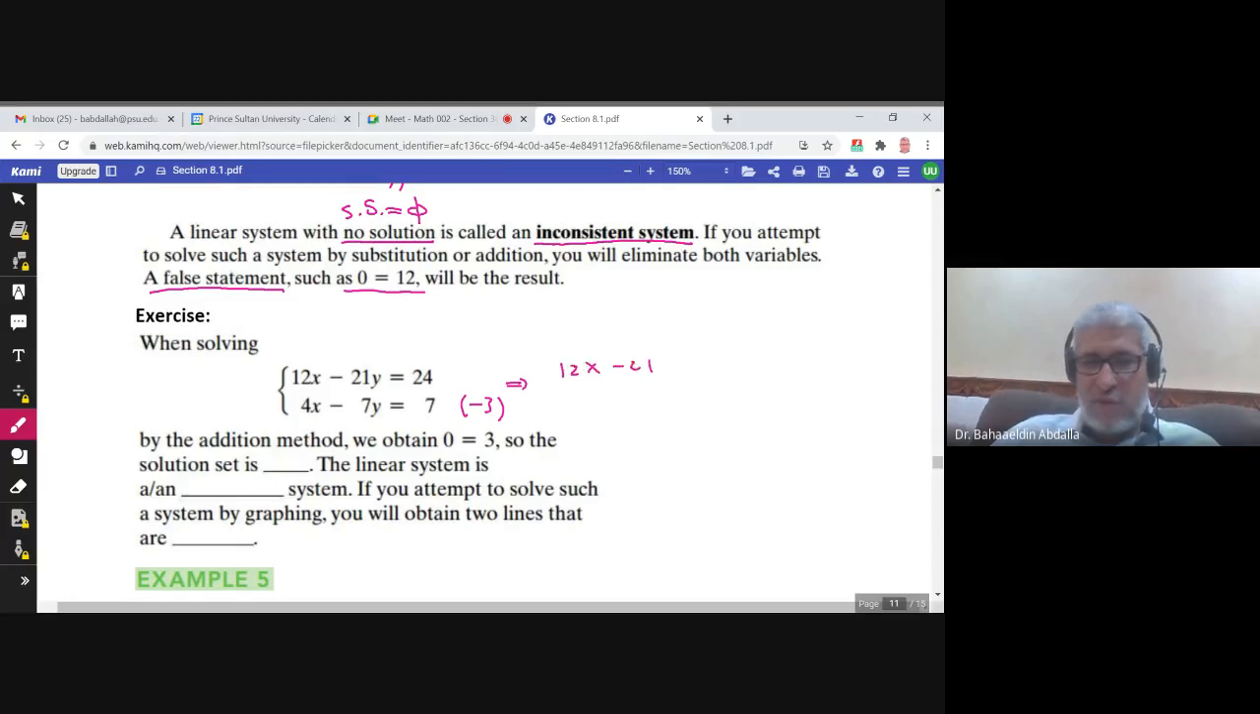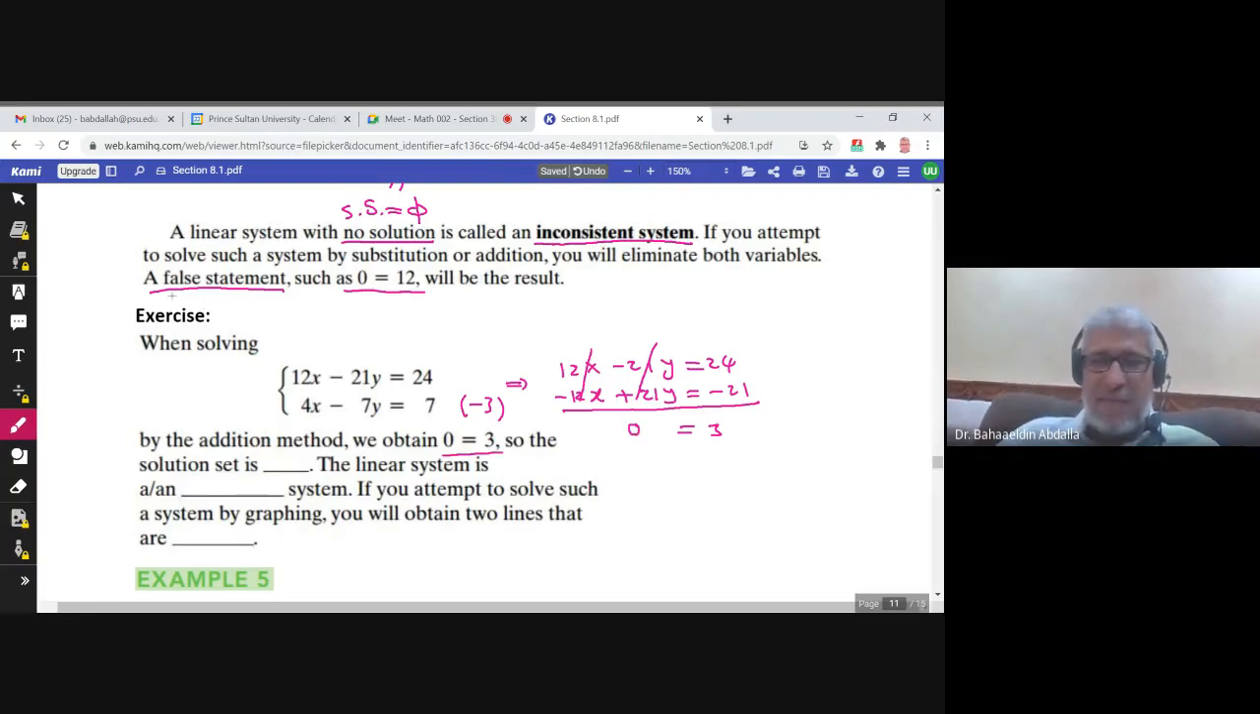So we will have 12x minus 21y, the first equation without any change. Now multiplying the second equation by -3, we will have -12x plus 21y equals -21. Now if you add, 12 minus 12 is 0, -21 plus 21 is 0, so you get 0 on the left-hand side, and on the right-hand side 24 minus 21 is 3. So we obtain 0 equals 3, and this is a false statement. It cannot be true. So the solution set is phi, and the linear system is an inconsistent system.